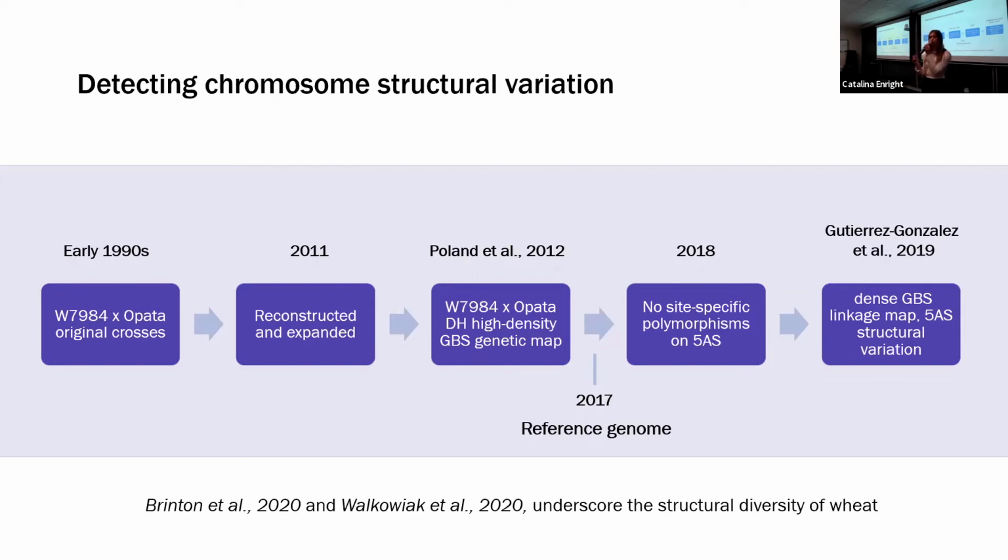These are some other recent publications highlighted here that have, with the access to a reference genome and now more of a pan-genome approach in wheat, underscored the structural diversity of wheat and how important it is to be mindful of structural variation when you're taking a causal variant approach to breeding.